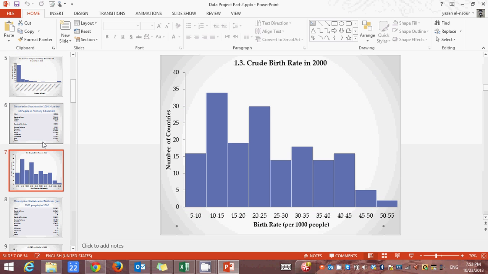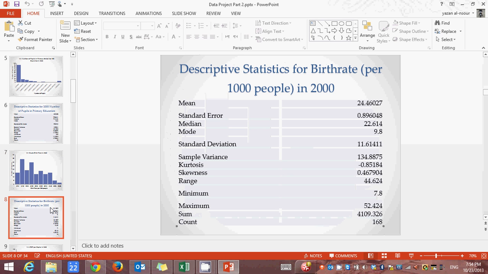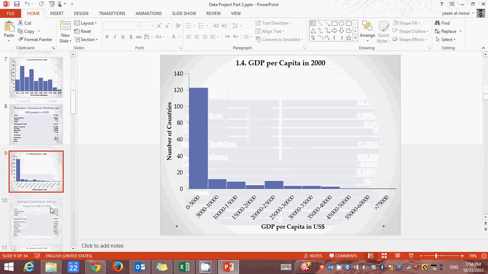Now number 3 is the crude birth rate in 2000. So this is the birth rate only in the year 2000. On the vertical axis, we have the number of countries. This is the frequency. You know how to get this through count. And on the x-axis, the horizontal, we have the birth rate per 1,000 people. So this should be one of the variables in your data. Just pay attention that your data might be different, so you have to pick a different variable. This is just an example. And again, those are the descriptive statistics.